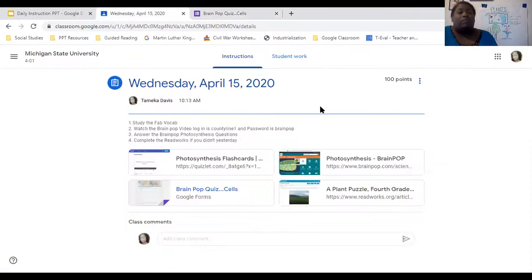So once you finish watching the Brain Pop video using this username and password here in Google Classroom, then you'll come back and open up this Google form that says Brain Pop Quiz. And after you're finished with that, those of you that have not completed your photosynthesis plant puzzle informational text, I need you to come back in and complete that informational text.